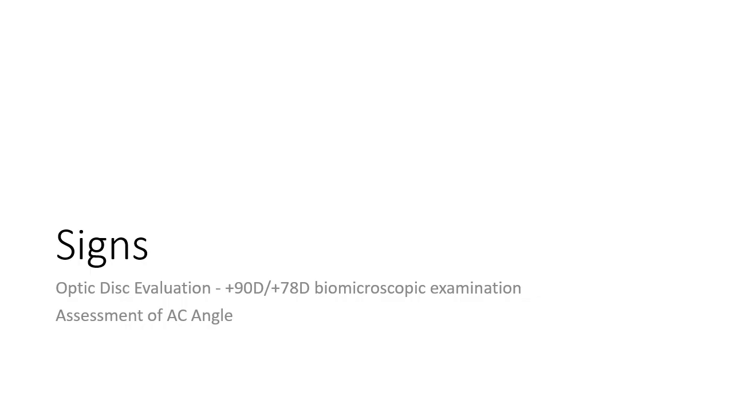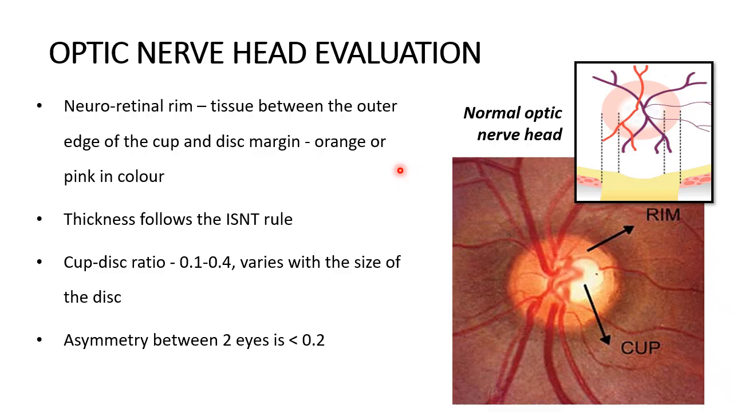So the problem you see is in the optic disc, right? When you do a biomicroscopic examination. Now that is the best way to examine the optic disc, using a +90 or a +78D lens at the slit lamp. So the first thing, optic nerve head evaluation or optic disc evaluation.